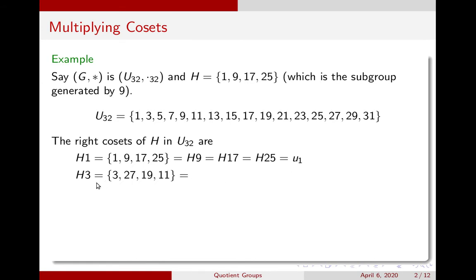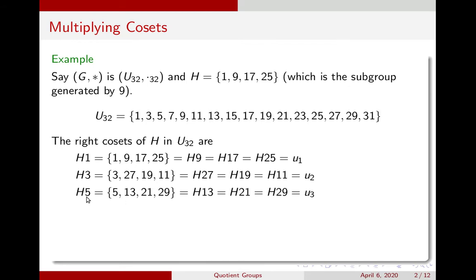Okay, H times 3, the right coset determined by 3, we get by multiplying each element of H by 3. So 3 times 1 is 3, 3 times 9 is 27, 3 times 17 is 19 when you're multiplying in U32, and 3 times 25 is 11. And since 27, 19, and 11 are elements of this coset, the right cosets determined by those numbers have to be the same as the right coset determined by 3, and we will call that U sub 2.